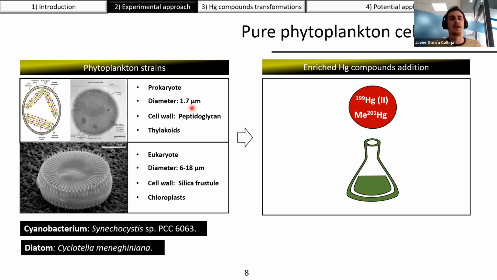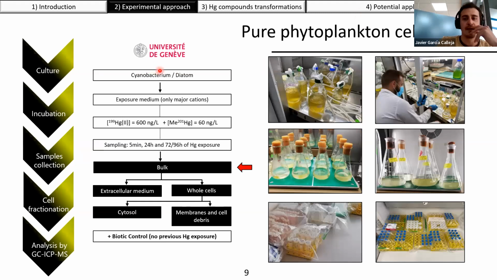So based on that, I'm gonna explain the experimental approach that I carried out during my PhD. Here we can see two phytoplankton strains. One of them is a prokaryote, the cyanobacterium Synechocystis PCC6063, and the other is the eukaryote diatom Cyclotella meneghiniana. And we incubate them with inorganic mercury 199 and methyl mercury 201. As you can see here, the cells were exposed in an exposure medium composed only of major cations, and we added 600 ppt and 60 ppt of inorganic mercury and methyl mercury respectively.